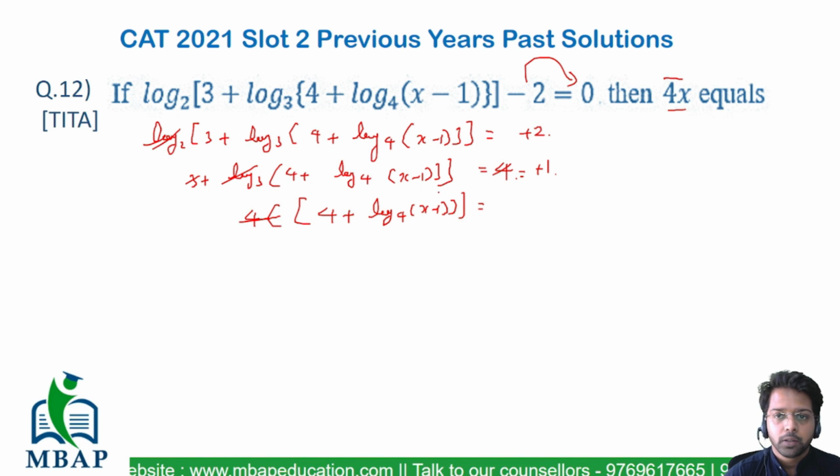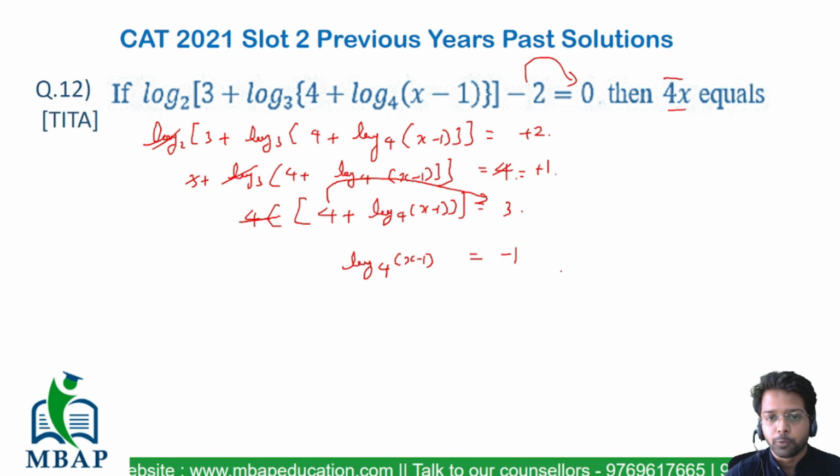Will become 3 raised to 1, which will become 3. Now 4 can be taken to the right hand side, and 3 minus 4 will become minus 1. So this will become log to the base 4 of x minus 1 equals minus 1.